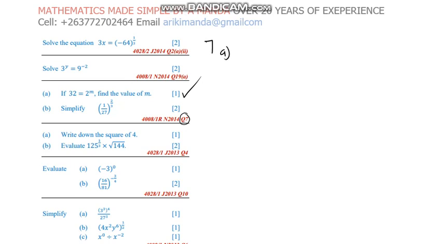7A only. The question is written: 32 is equal to 2 to the power m. The question says find the value of m. How do we find the value of m? On the right hand side of the equation, there's nothing we can do. We cannot simplify any further than what is given. But on 32, we can simplify.